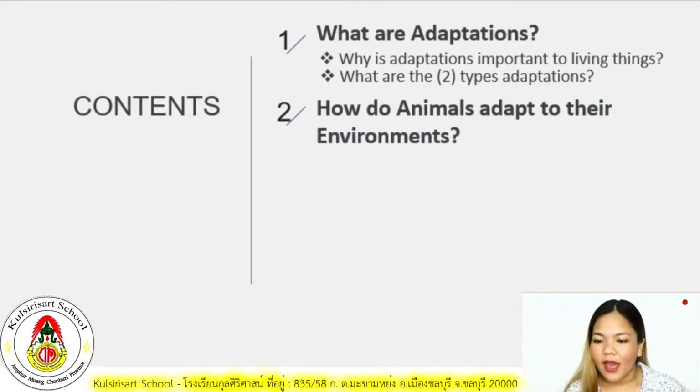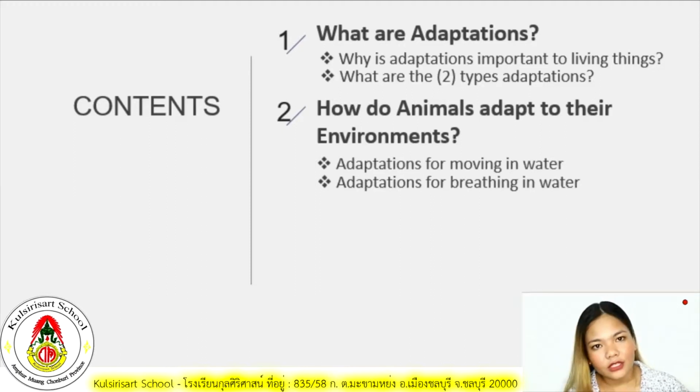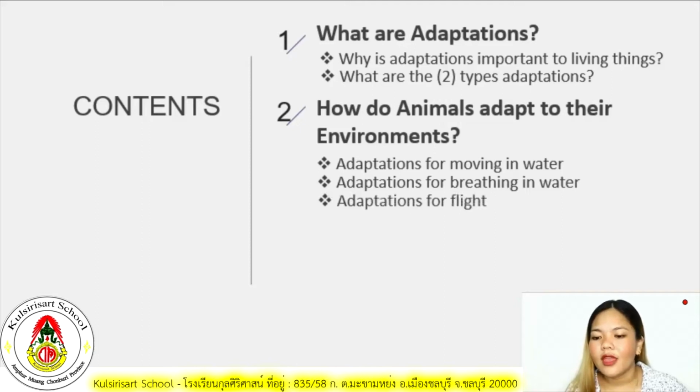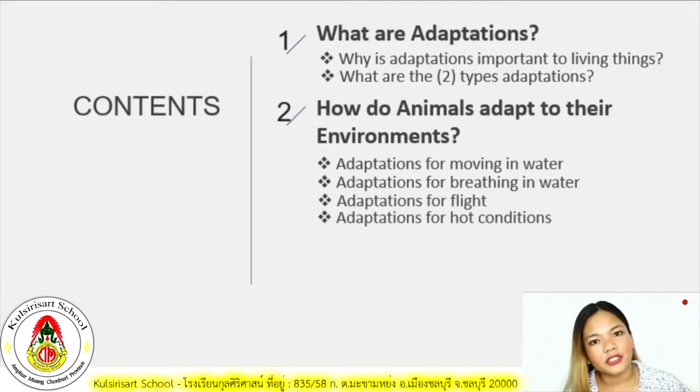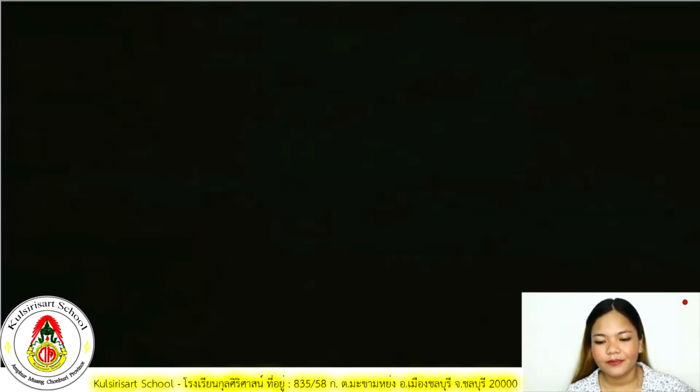Now, for part 2 of this video, we are going to discuss how animals adapt to their environment: adaptations for moving in water, adaptations for breathing in water, adaptations for flight, adaptations for hot conditions, and adaptations for cold conditions. In the next slide, I have prepared a video which will discuss adaptations. I want you to watch carefully and we will discuss the content of the video after you watch it, okay?